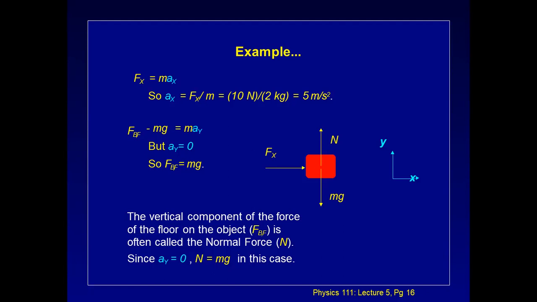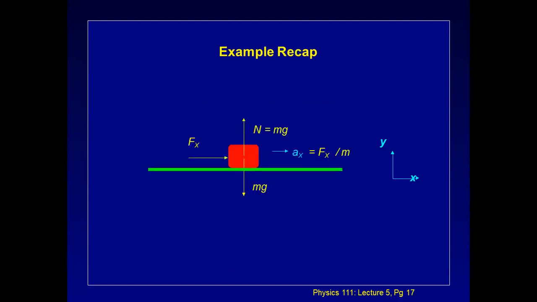The vertical component of the force of the floor on the object, FBF, is often called the normal force. As stated earlier, since ay is equal to 0, your normal force is equal to mass times gravity in this case. Okay?